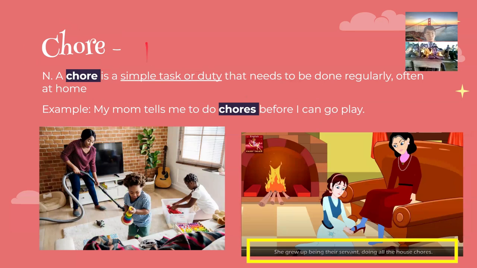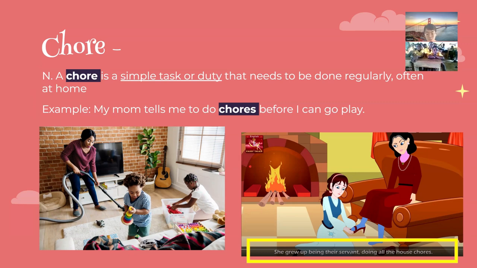Chores, I think some of you guys may also know. So it's a noun. A chore is a very simple task or duty that needs to be done regularly and often at home. So you would often hear the term house chore. It means a simple task that you have to do at your house. So for example, my mom tells me to do chores before I can go play. So on the picture on the left, here are people doing the chores. So the mother is vacuuming and the children are cleaning up the floor. So those are all simple tasks and chores that you have to do.